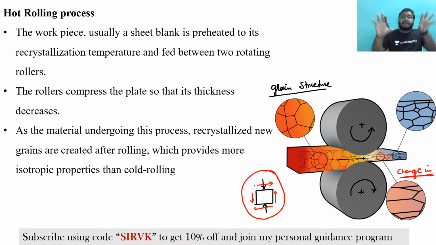What is the meaning of re? Again. Crystallization means changing the crystal structure. So when you are again and again changing the crystal structure, that is known as recrystallization. Fine.